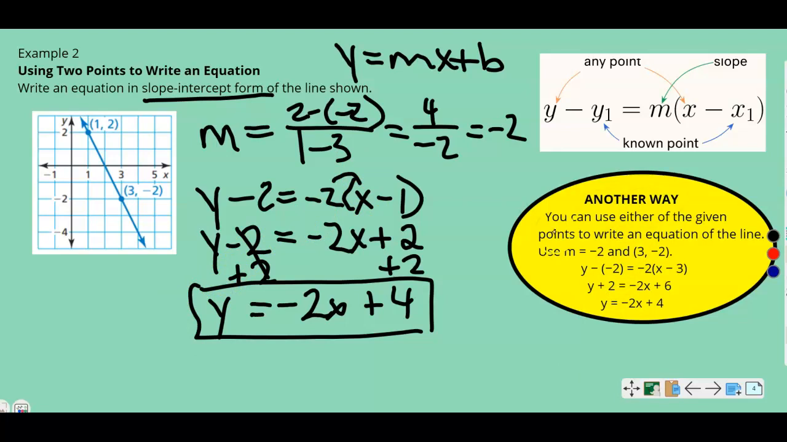All right, this says another way you can use either of the given points to write an equation of a line. Use m equals negative 2, that's our slope, and 3, negative 2. So if you chose the second point, I chose this first point. If you chose the second point, you still would have got to the same equation. So either point on the line, if you put it in point-slope form and then solve for y to go to slope-intercept form, you will get y equals negative 2x plus 4.